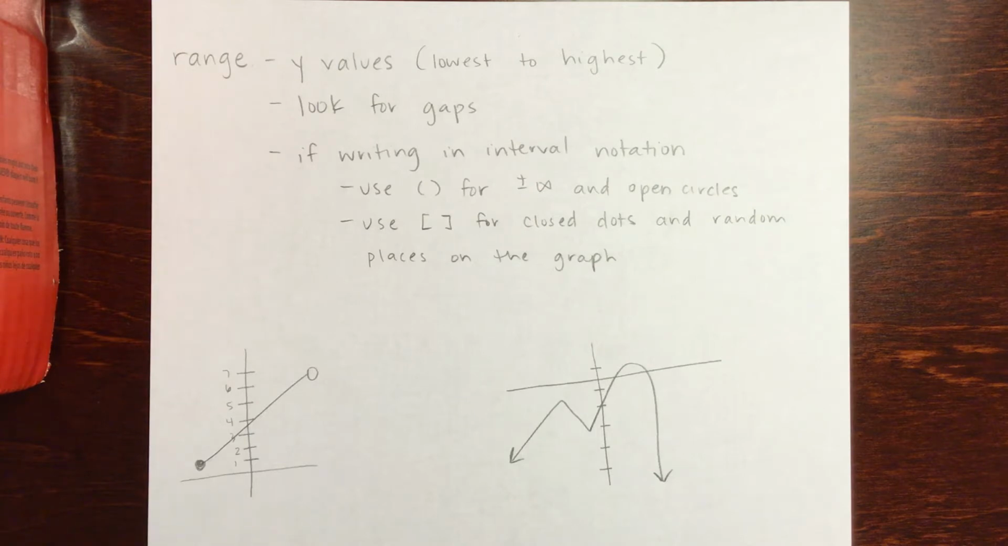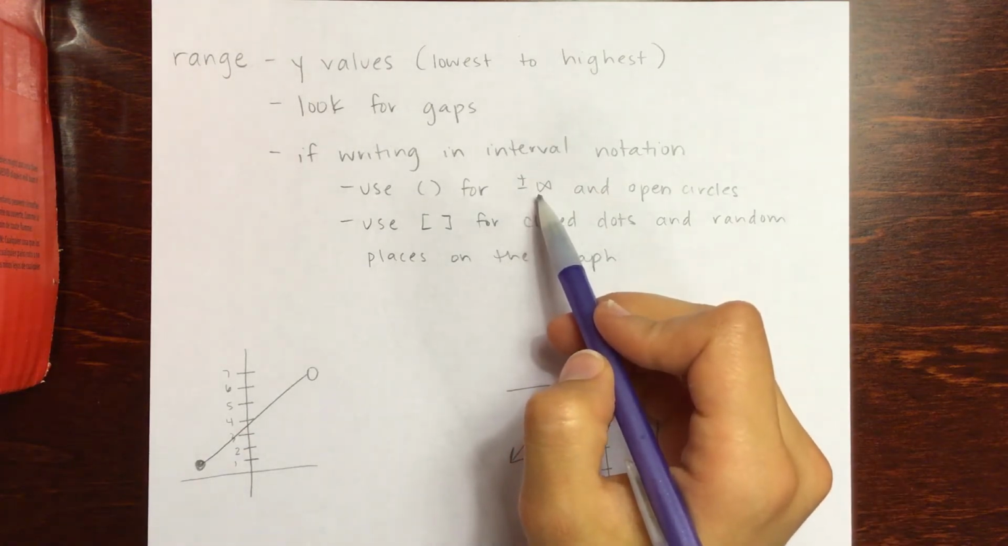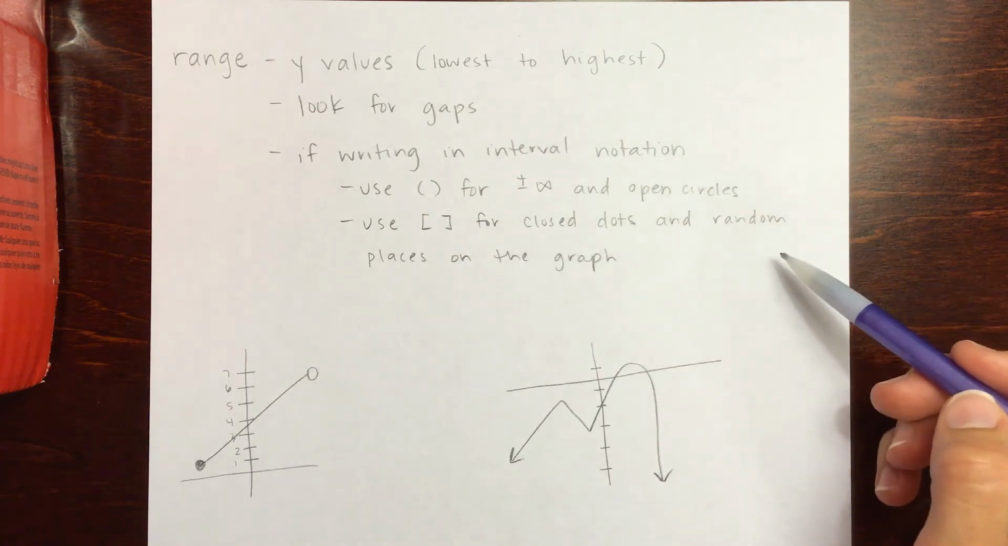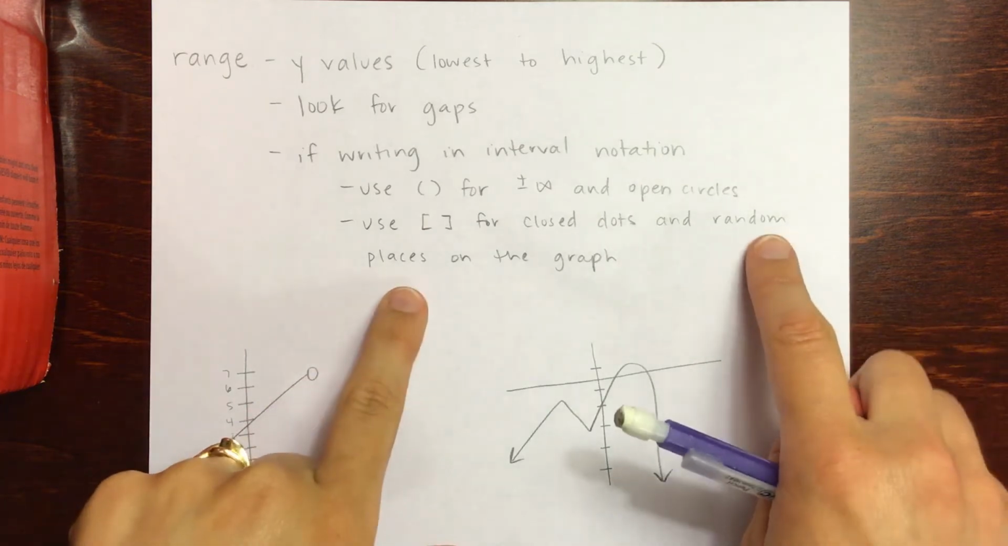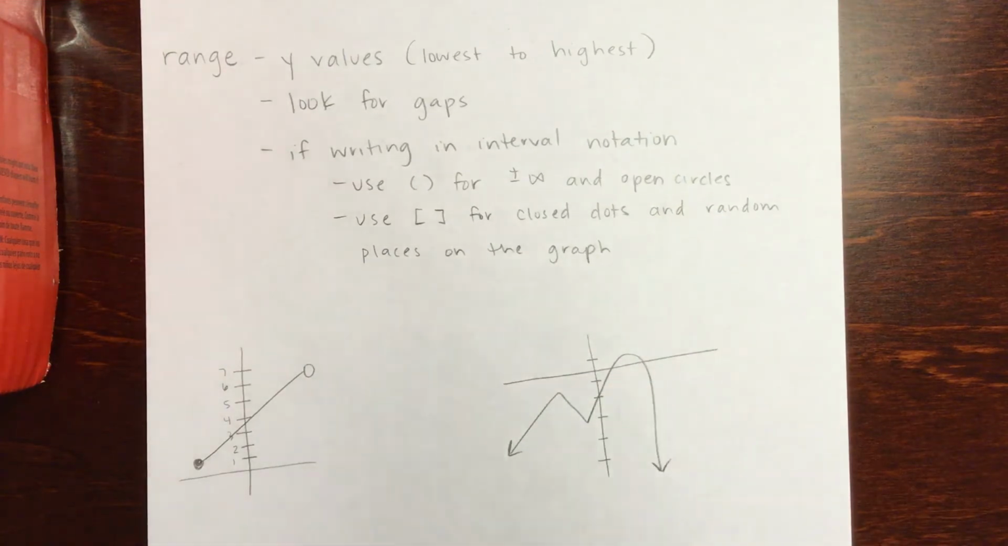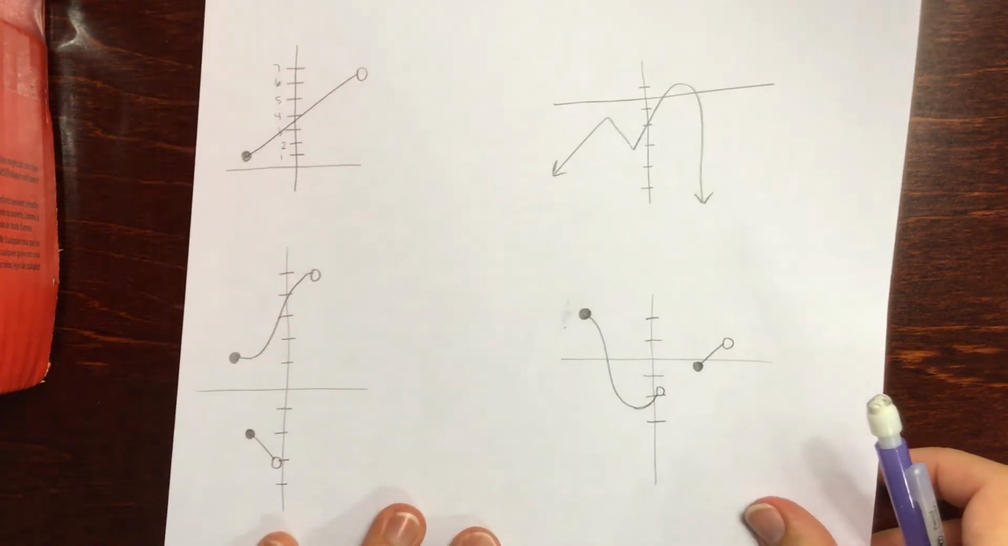And when you're writing in interval notation, use parentheses for your arrows on the endpoints, which would be positive or negative infinity, pointing up or down, and use parentheses for your open circles on the endpoints. Use brackets if you have a closed dot or a random spot on your graph. You'll see that in this example. So let's do a couple examples real quick.